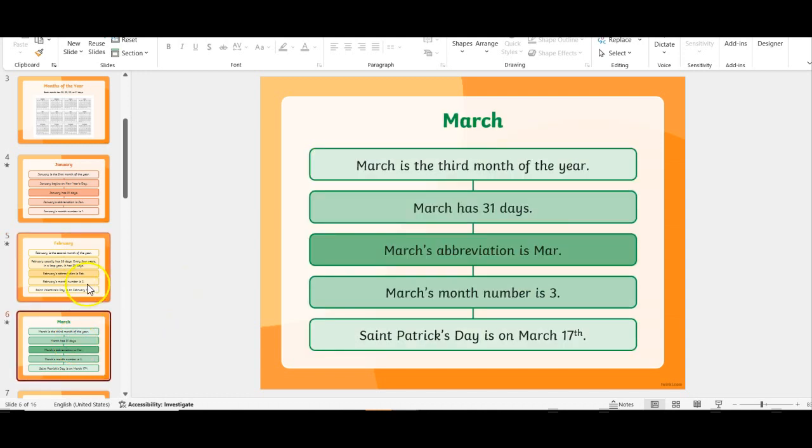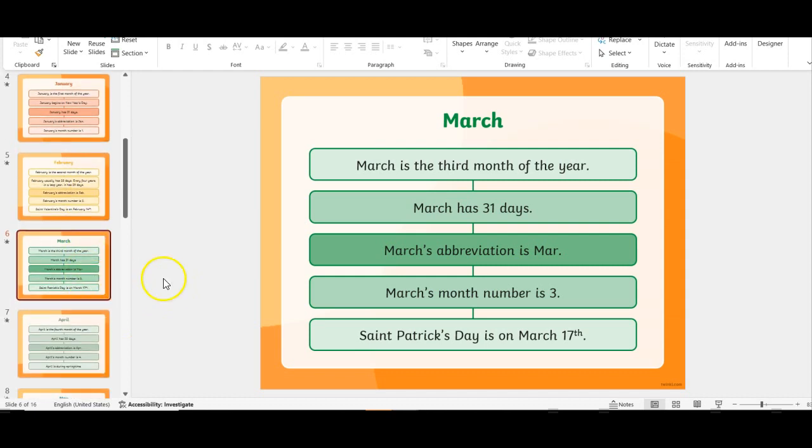The third month of the year is March, and March has 31 days. Its abbreviation is MAR, M-A-R. And in some parts of the world, on the 17th of March, they celebrate St. Patrick's Day.